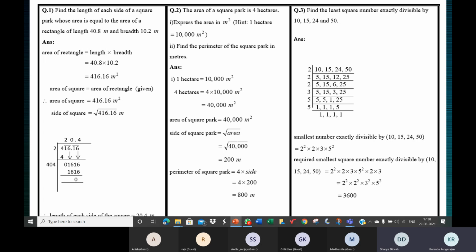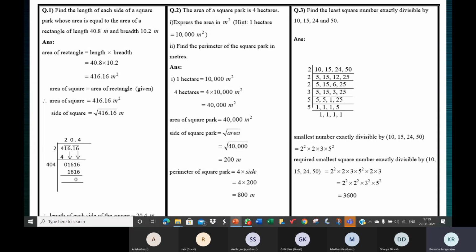Yes, ma'am. Is 12 divisible by 3? Yes, ma'am. Is 12 exactly divisible by 4? Yes, ma'am. Is 12 exactly divisible by 6? Yes, ma'am. Okay, now read this question number 3, children.